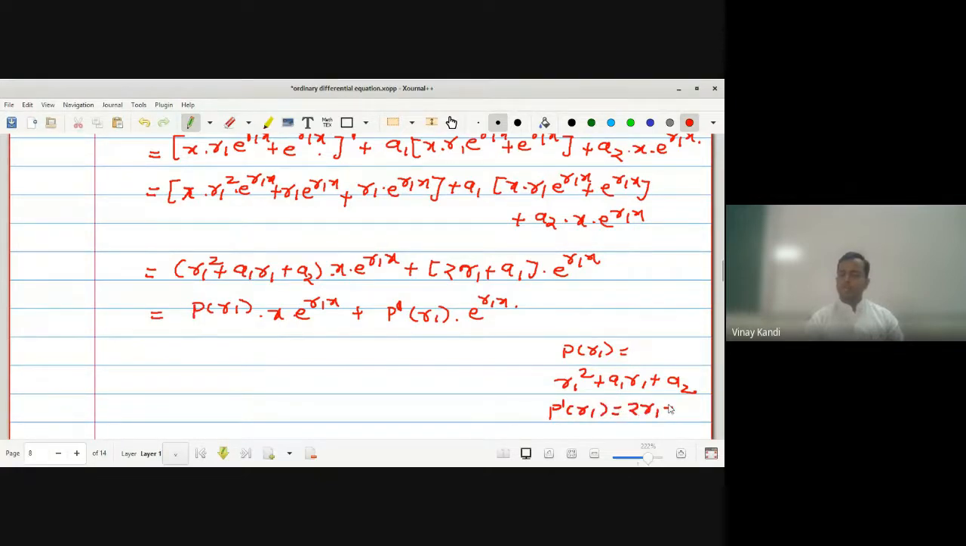2 r1 plus a1. Okay, suppose your r1 is a root of the characteristic polynomial, then this will automatically be equal to 0. But p dash of r1 is also 0, okay, the derivative of it will also be 0.